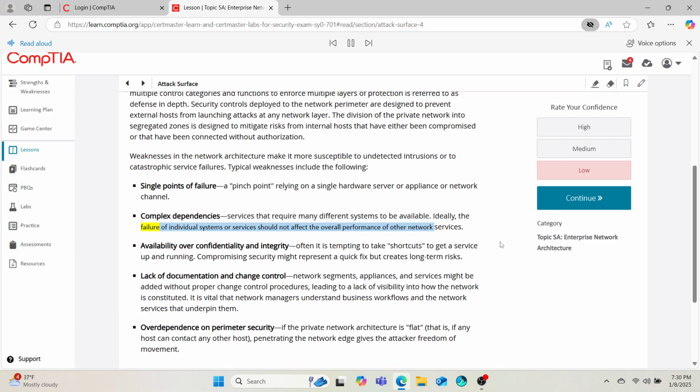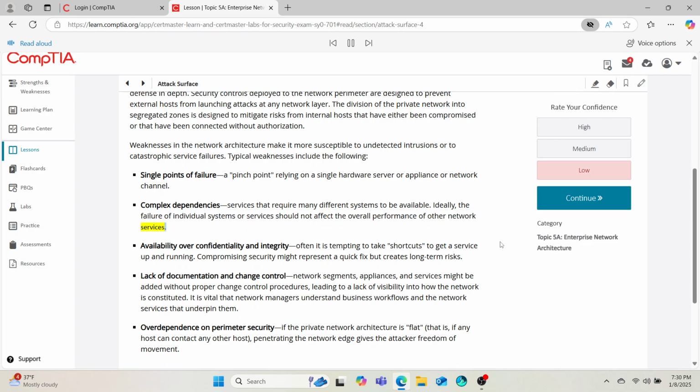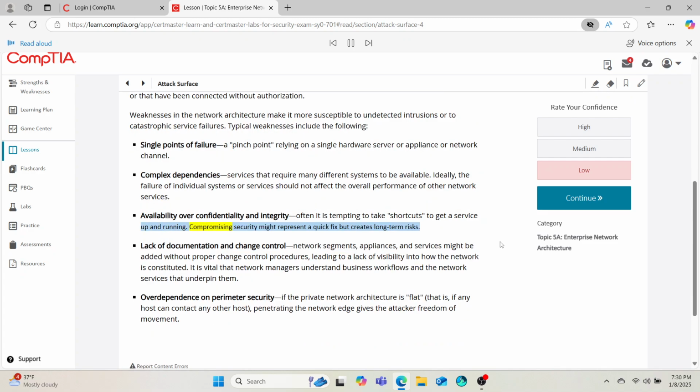Ideally, the failure of individual systems or services should not affect the overall performance of other network services. Availability over confidentiality and integrity. Often it is tempting to take shortcuts to get a service up and running. Compromising security might represent a quick fix, but creates long-term risks.